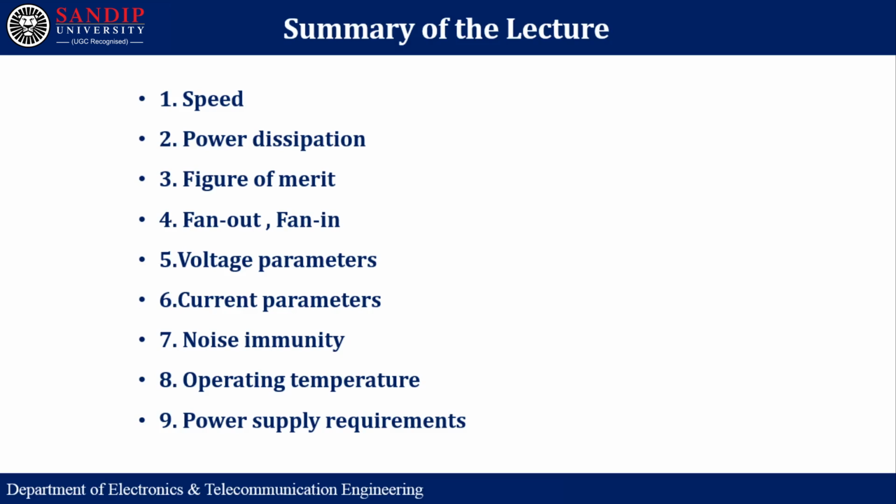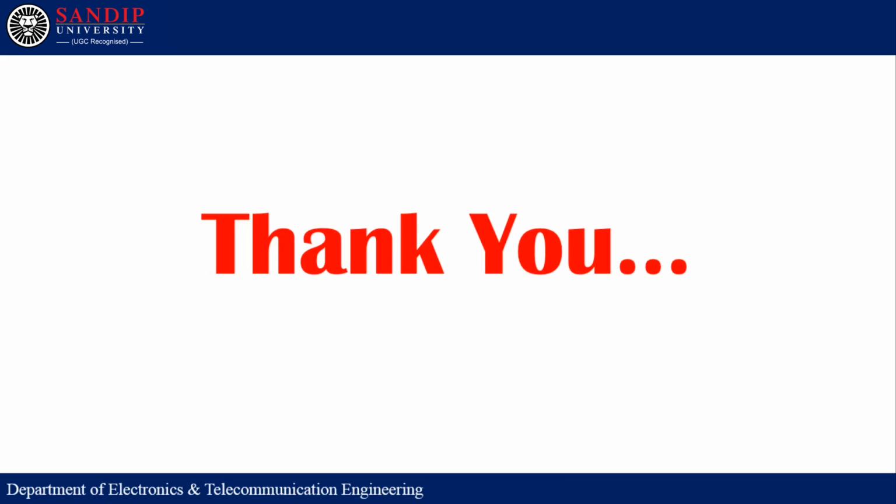To summarize today's lecture, we have seen first speed, second power dissipation, third figure of merit, fourth fan out and fan in, fifth voltage parameter, sixth current parameter, seventh noise immunity, eighth operating temperature, and ninth power supply requirements. So these were the different parameters and characteristics which decide the performance of digital ICs. Thank you.